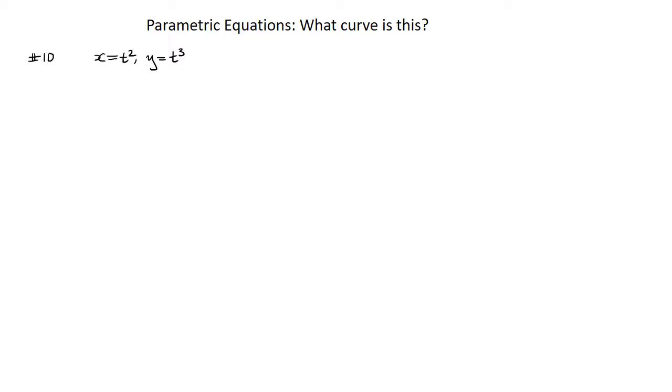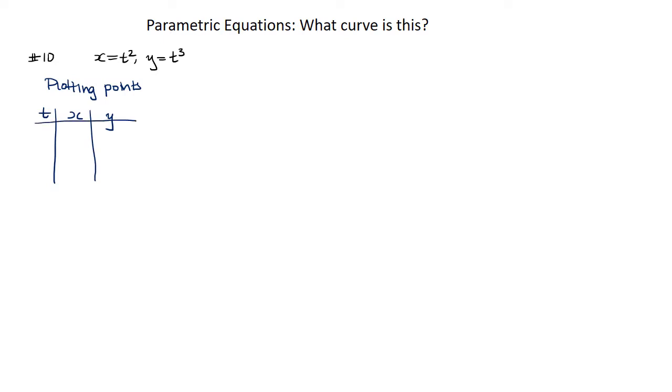Okay, let's practice these two strategies for working out what curve we're looking at from a set of parametric equations. So here, this is number 10 from the book, and we have x is equal to t squared and y is equal to t cubed. Let's start by plotting points. I'm going to make a little chart that has time, x, and y.